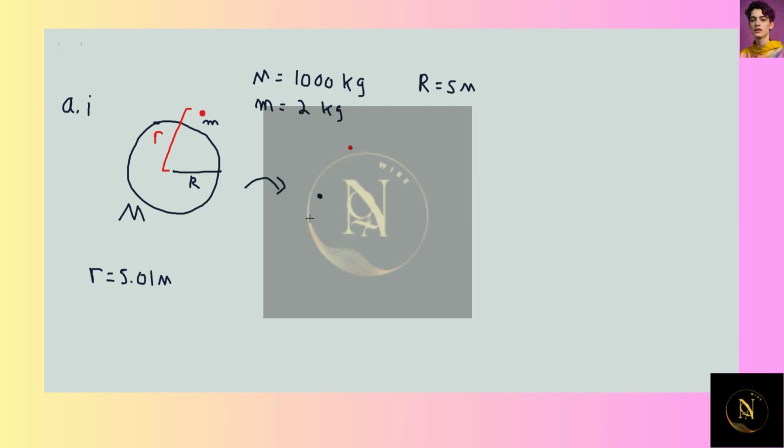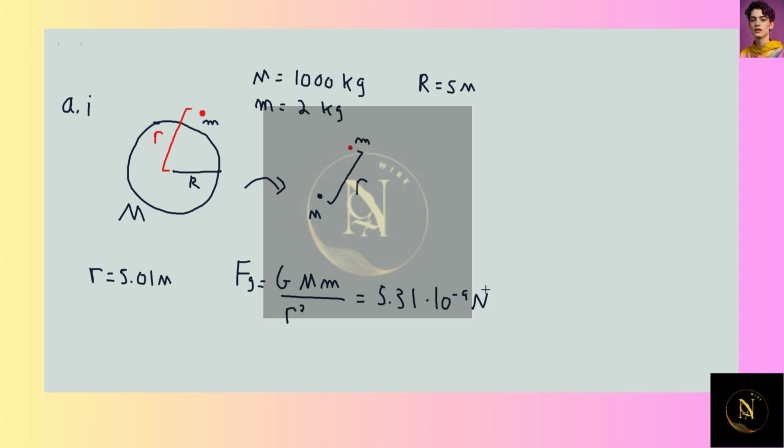So we have our large mass that we just treat as being a single point particle, and it's a distance little r away from our small test mass. And so now we can just apply our gravitational force equation. So Fg is just going to be the gravitational constant times capital M times little m over little r squared, the 5.01 meters. And we can evaluate that and get 5.31 times 10 to the minus ninth newtons.